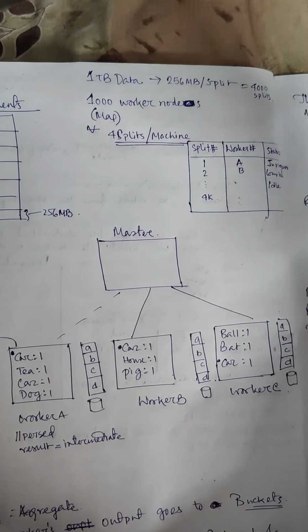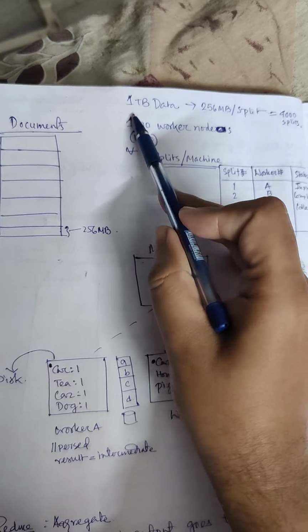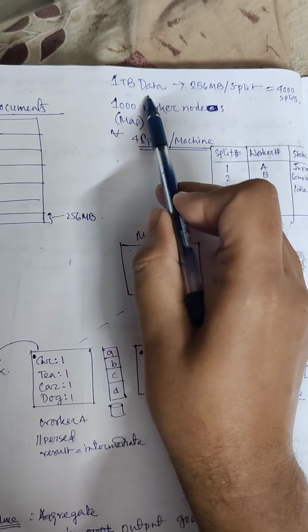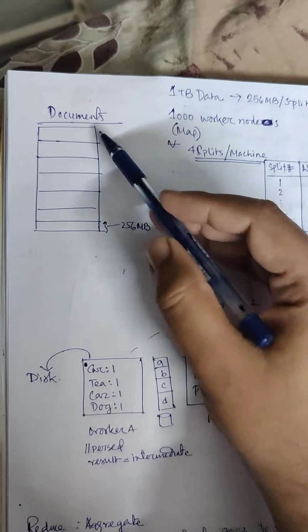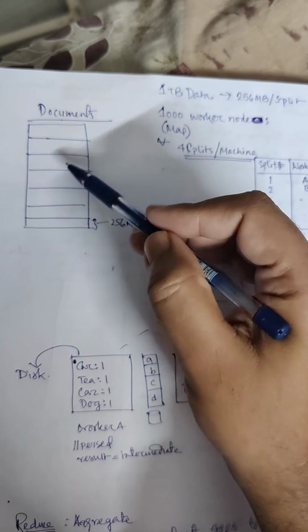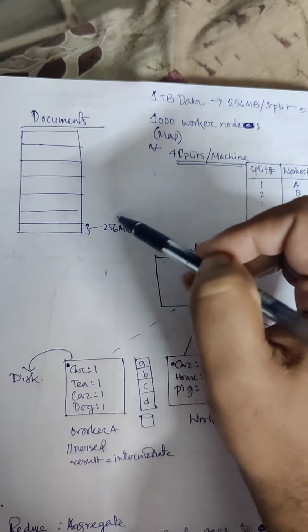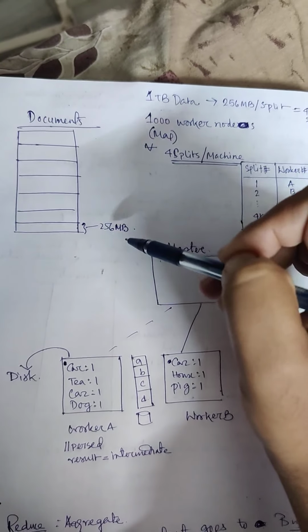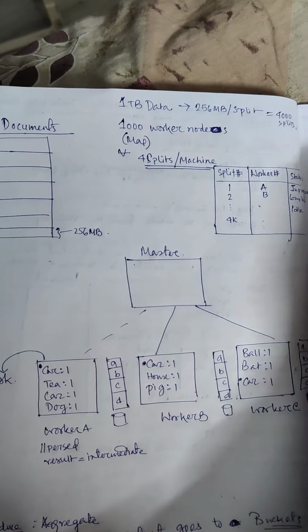So suppose we have a large file, and as we mentioned in the last lecture, the file is 1 TB of data. We split the file, and each split has a size of 256 MB. So if each split has 256 MB of data, then overall we will have 4000 splits.